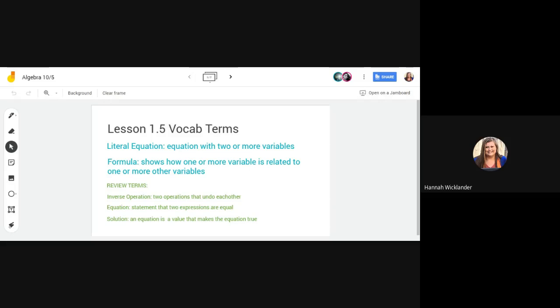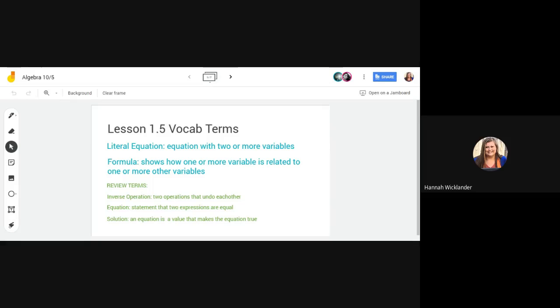So a formula, like the formula for area, is area equals length times width, I'm pretty sure. So there's one or more variables, and it shows how they're related. So the area is length times width. Review terms: we have inverse operations, 2 operations that undo each other; equation, a statement that 2 expressions are equal; and a solution, a value that makes the equation true. So x equals negative 4, and our last problem was the solution.